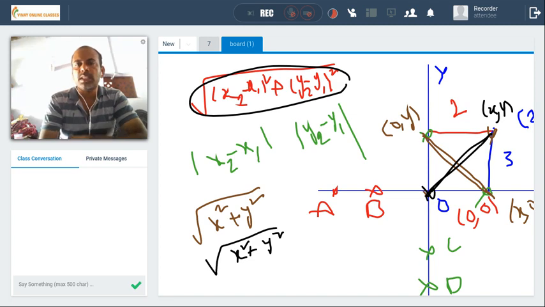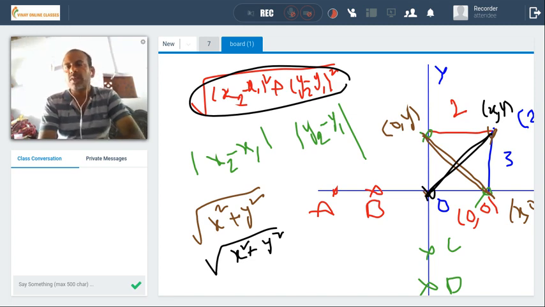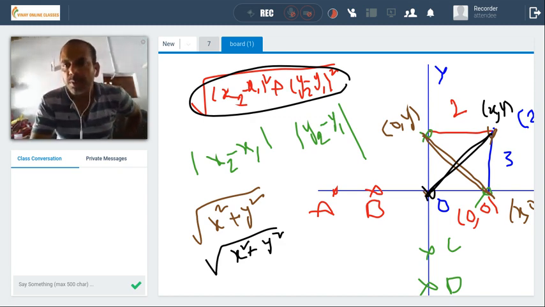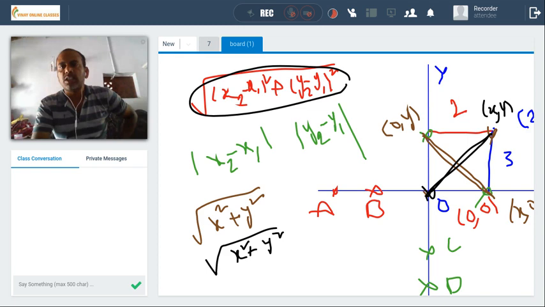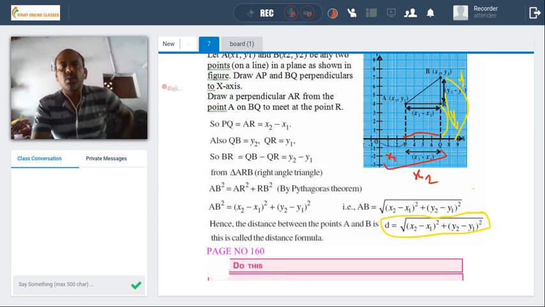How to find the distance between the 2 points? Before that, if you look at it, a point 2, 3 plotted on the graph paper: 2 represents the distance from the point to the y-axis and 3 represents the distance from the point to the x-axis.